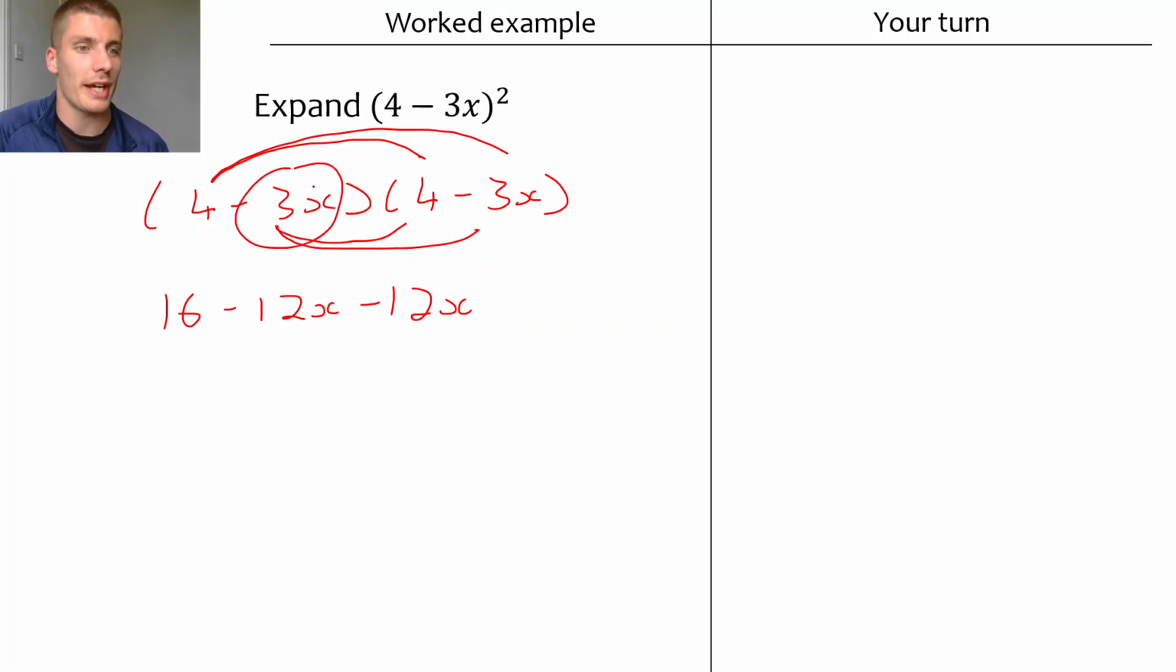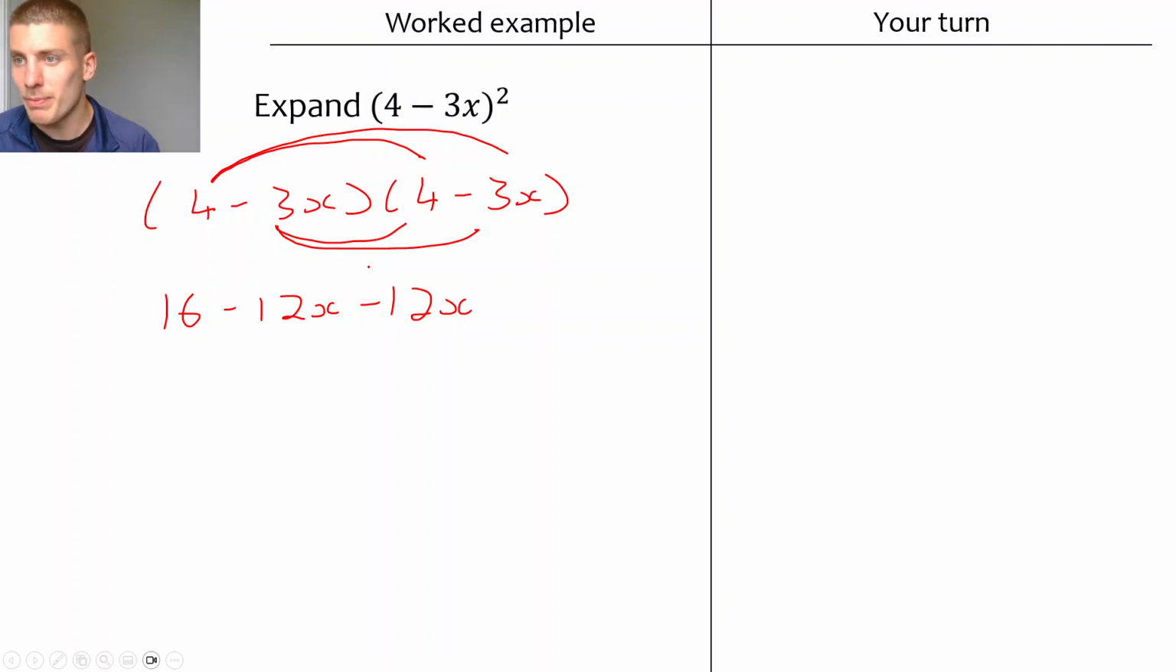Remember, it's minus 3x times minus 3x. You've got the two minus signs there. And if you times negative 3 by negative 3, you get plus 9. And x times x gives you x squared. So just being a little bit careful with the signs there. Okay? Again, you've expanded the bracket, but you must simplify it all up now.